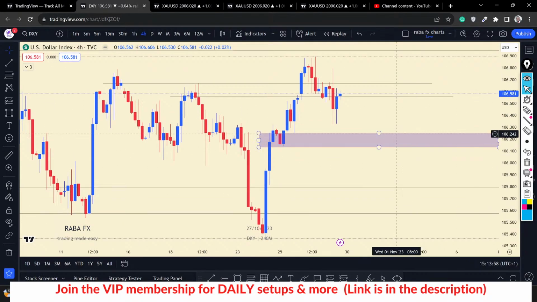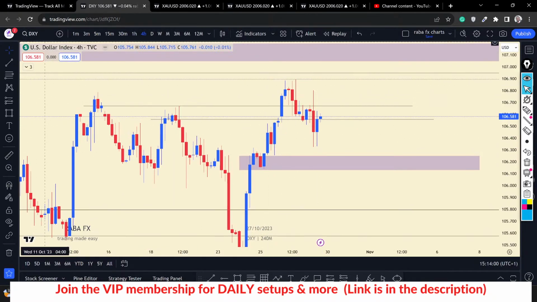All right, so dollar index, we are bullish. We want to push price up to 107.040. That is where we want the price to get to.